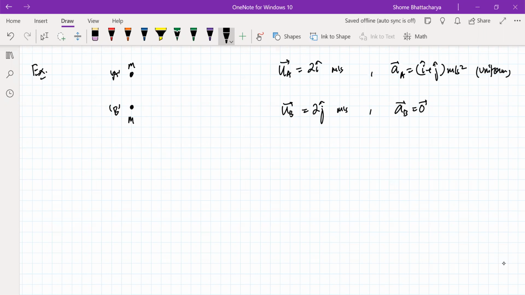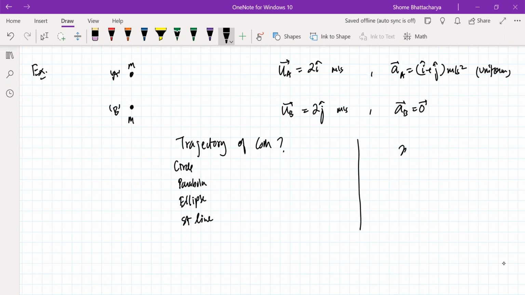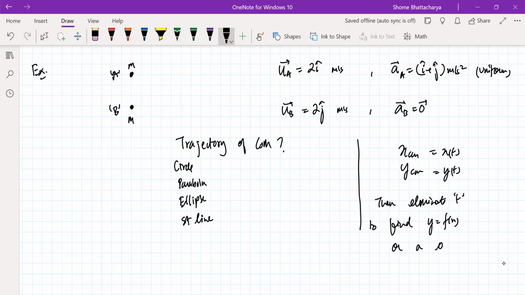So we have to comment about the trajectory of the center of mass, what kind of path it moves on. The options given to us are circle, parabola, ellipse or straight line. So what will be the general method of doing this? To understand the trajectory, we have to find x_cm and y_cm as functions of time and then eliminate time, to find y as a function of x, or at least a relation between y and x. So do that only now.